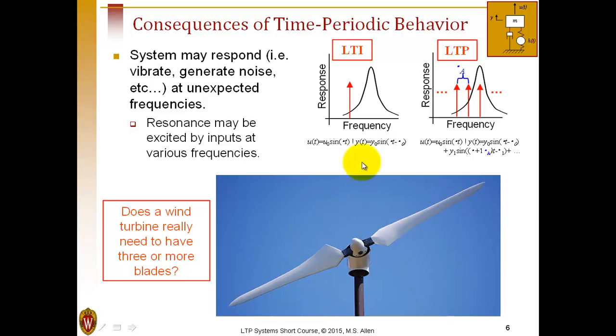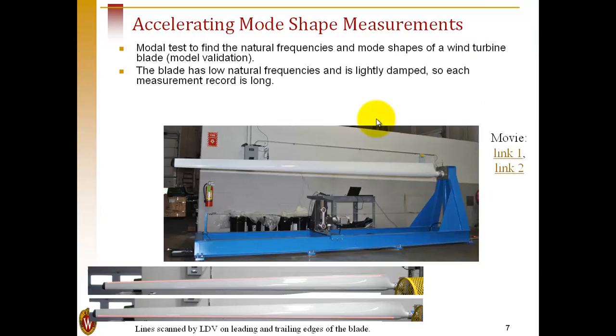But if we were to understand and exploit this type of behavior, then it becomes possible to design a turbine with 1 blade or 2 blades, and, understanding its response, design it so that it doesn't have unwanted resonances. We've also used this technology to accelerate mode shape measurements.